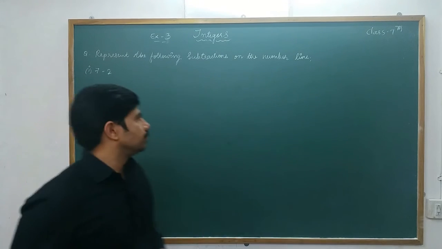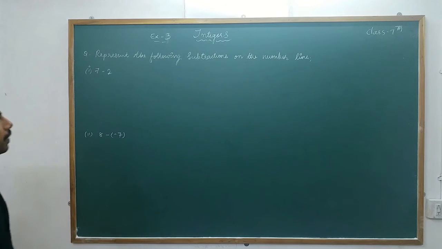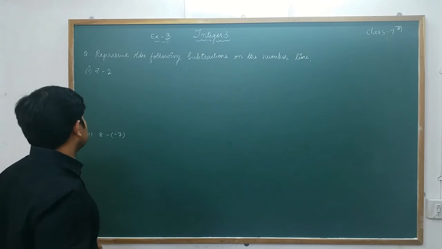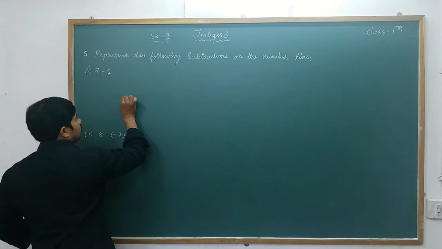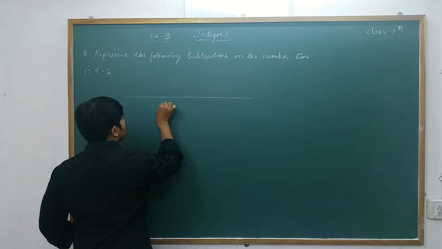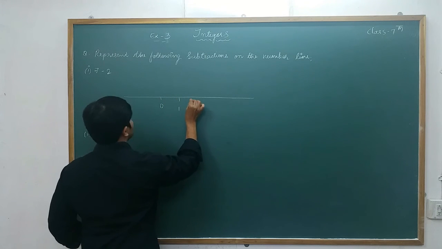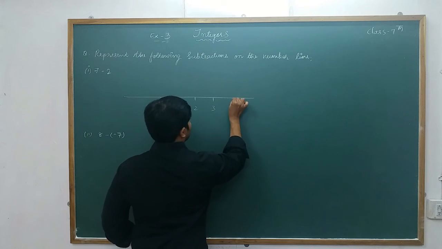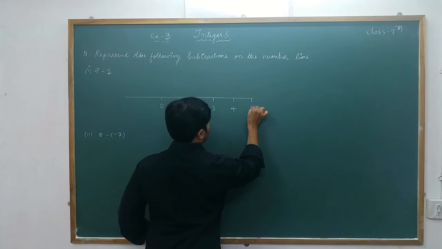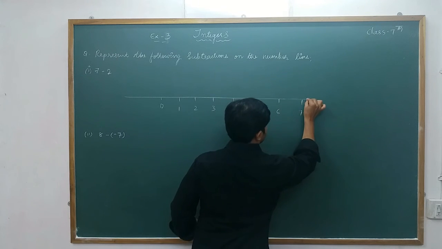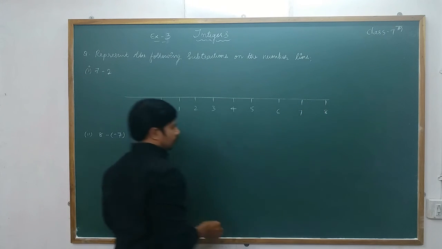Next problem. Represent the following subtractions on a number line. So 7 minus 2. 7 minus 2 is 5. We have to represent it on a number line. So we draw a line. Say we have 0, 1, 2, 3, 4, 5, 6, 7, and take one more, 8.